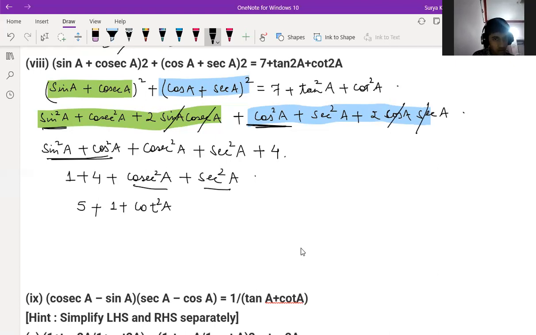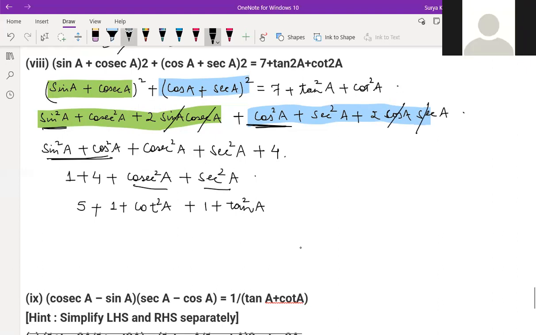Sir, you can put a bracket here, sir. 1 plus cot square a. A bracket is not required, plus is there. No problem at all. See here, plus is there. No problem to write a bracket over here. If it is minus, then you should write a bracket. Okay, Samad. So now we can write.